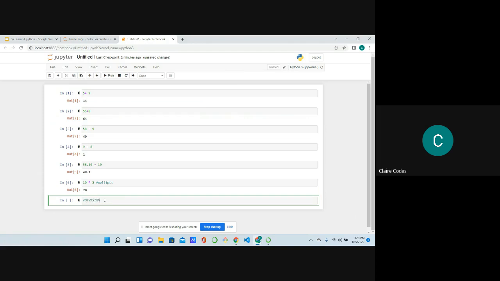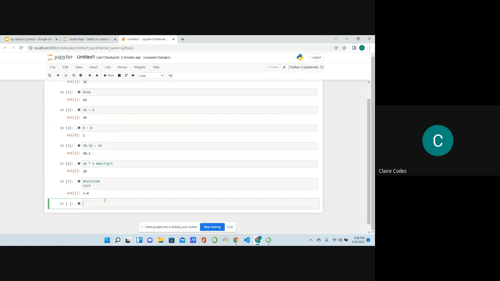Division is a little bit different because with division we have two types of operators. We have one where you could divide maybe say 12 divided by 4, and we get our 3.0. We gave it whole numbers, but we got a float as an answer. So the operator slash will divide the number on its left by the number on its right, and it will return a floating point value.